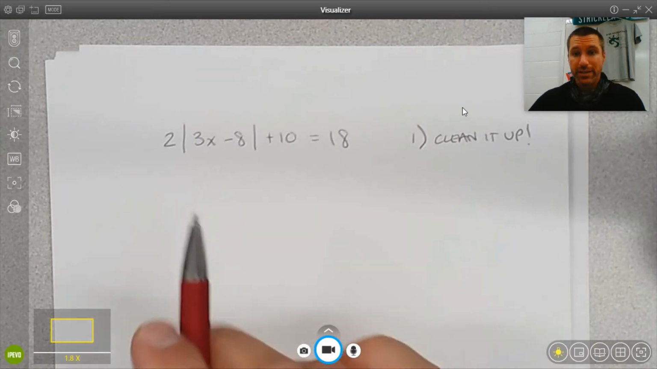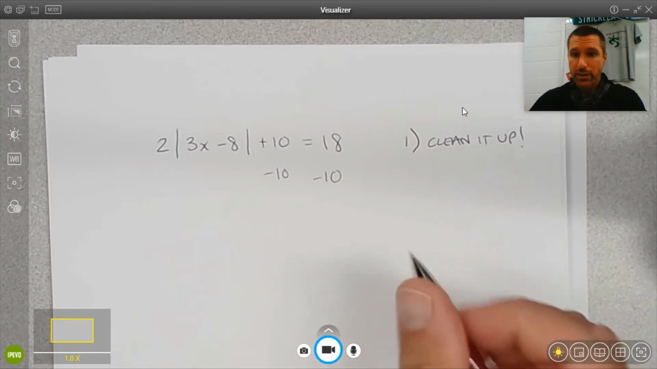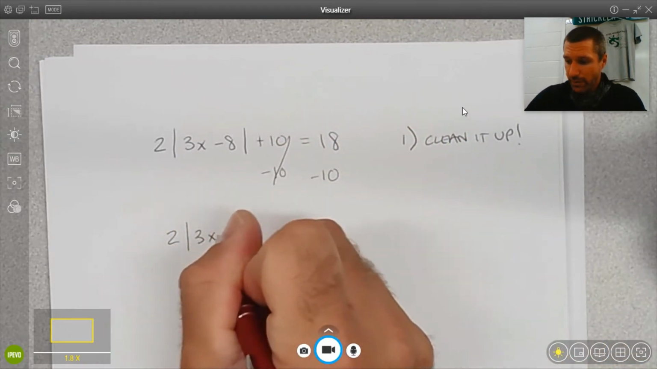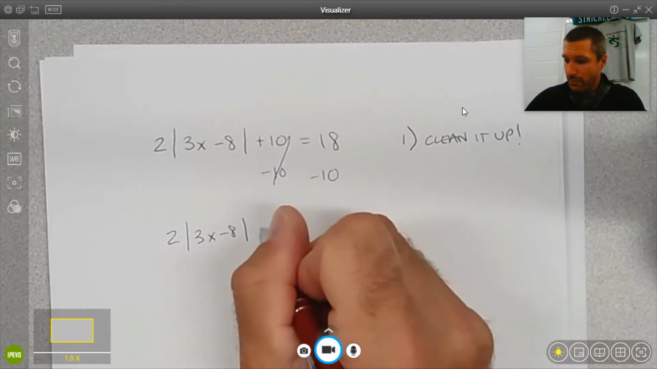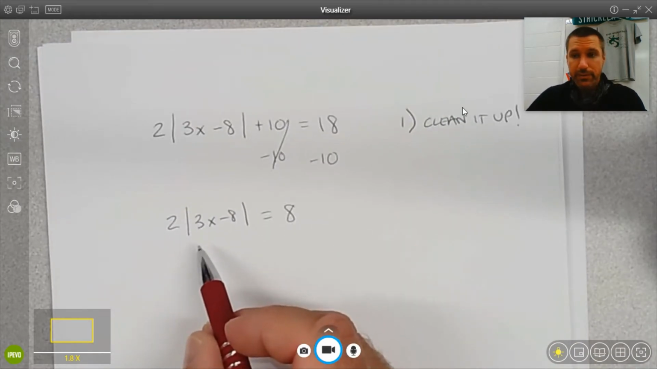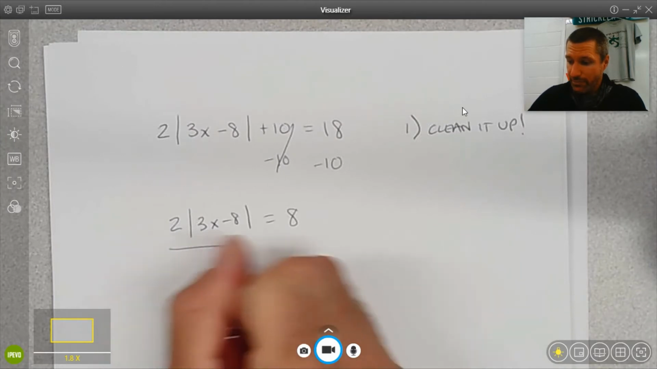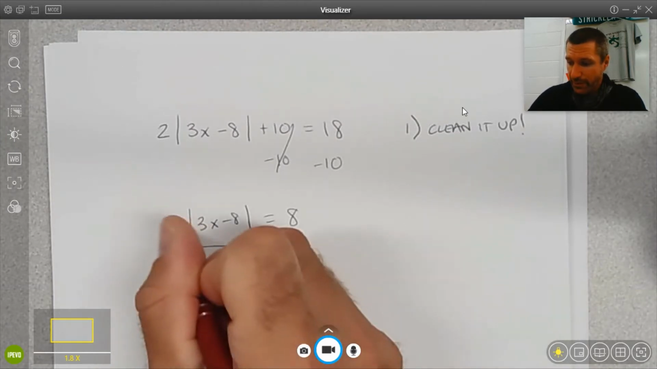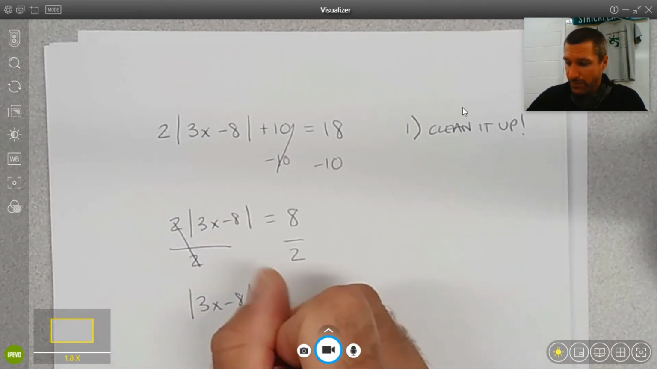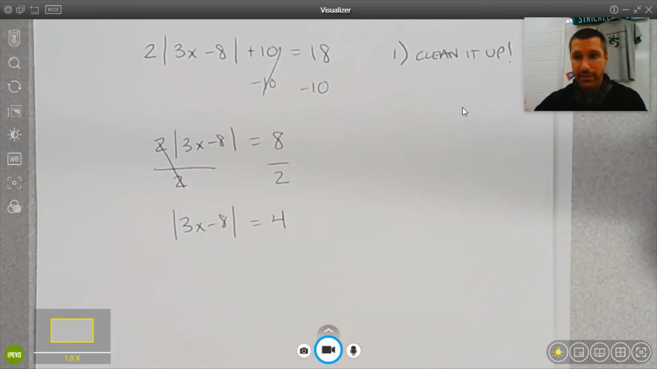So we're just going to get rid of those things first by starting with subtracting 10 from both sides and then writing down what we have. So we got 2, we got our absolute value, and then now we have 8 over here. Again, do not distribute the 2. We're going to clean it up, we're going to get rid of it. So we're almost down to the absolute value now. How about we just divide by 2 since we're multiplying. And we have 3x minus 8 within the absolute value symbols, and that's equal to 4. Okay, that is step 1, the cleanup phase.